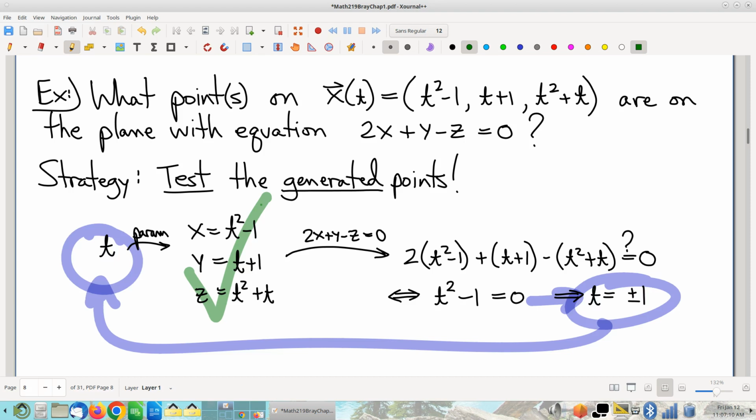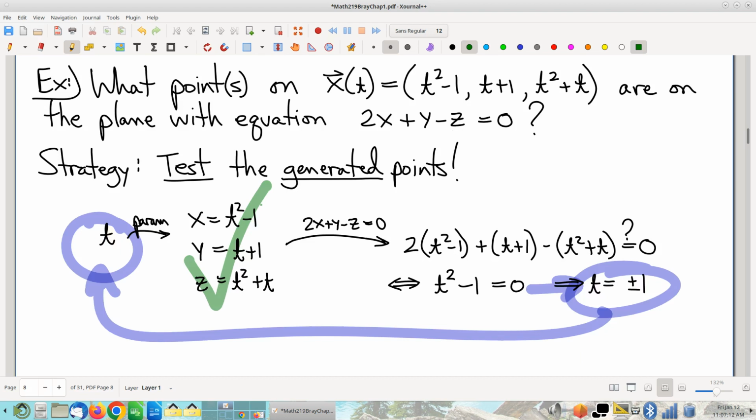Could you speak more to what that would mean geometrically? Like if this curve cuts the plane twice? Yeah, that's right. That's right.